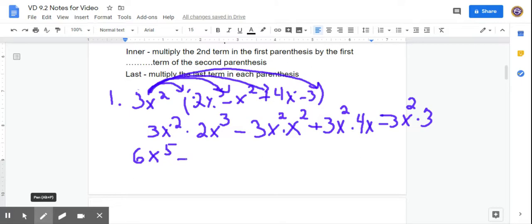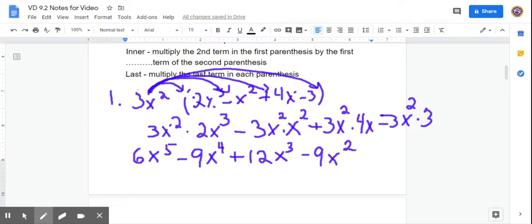Minus, we multiply the coefficients, 3 times 3 is 9. We keep the base, which is x. We add the exponents, 2 plus 2 is 4. Next term, we multiply the coefficients, 3 times 4 is 12. We keep the base, which is x, and we add the exponents, 2 plus 1 is 3. Next, 3 times 3 is 9, x squared.